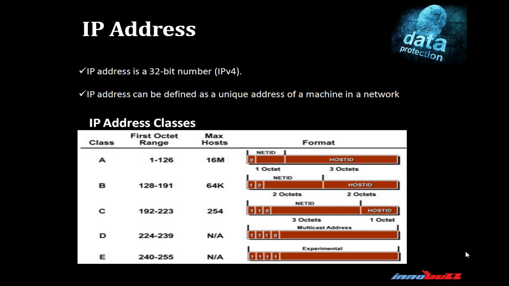Class C comprises 3 network ID and 1 host ID. Ranges from 192 to 223. Class D is used for multicasting and its range is from 224 to 239. Class E is used for experimentation purpose. Its range is from 240 to 255.